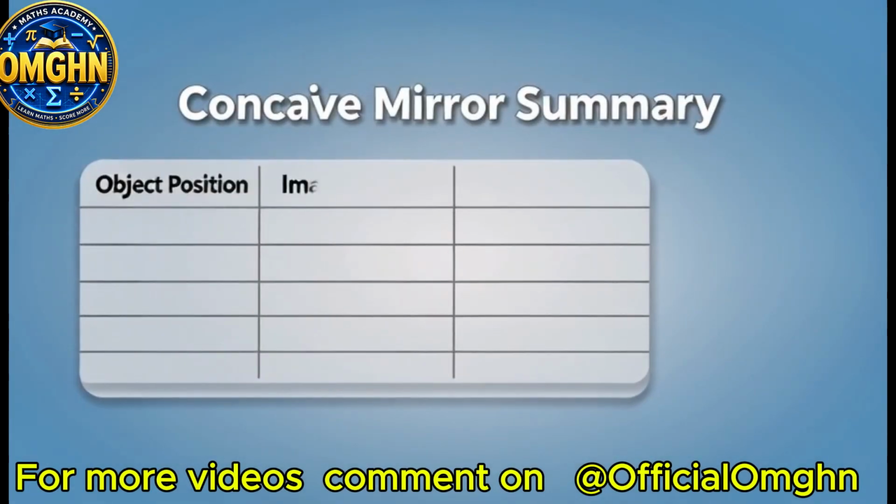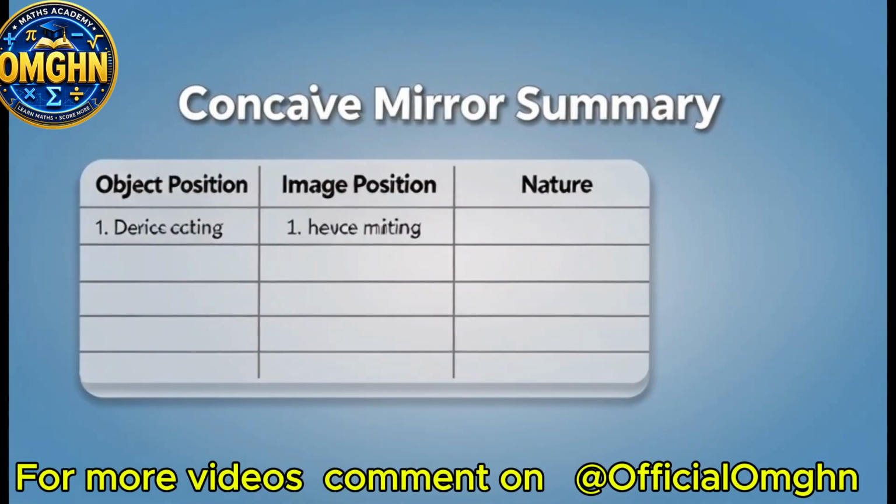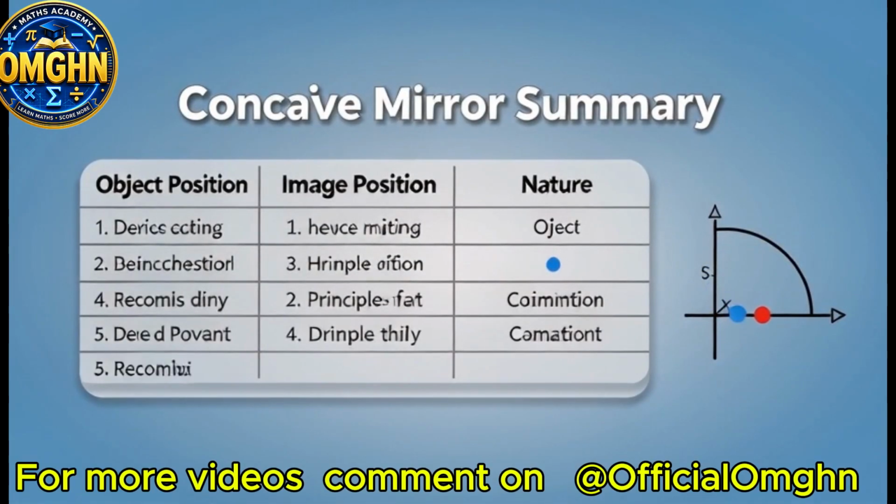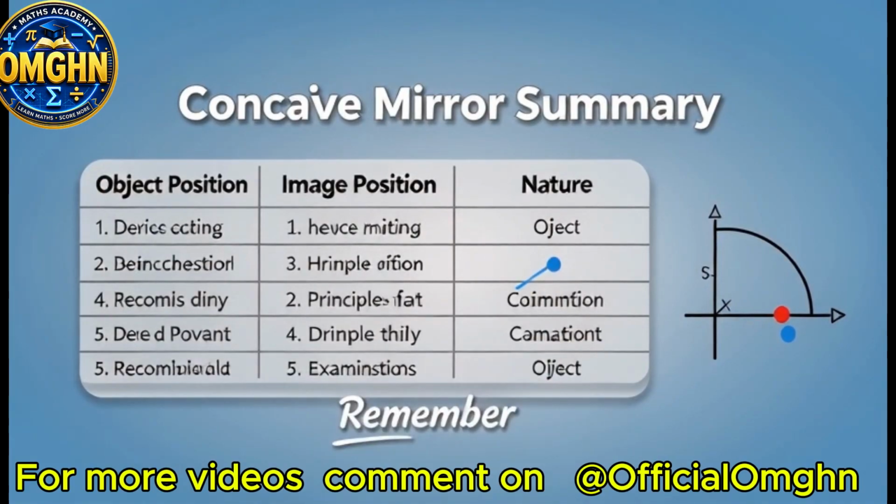Let's summarize the image formation in a concave mirror. The position and nature of the image depend entirely on where the object is placed. Remember these cases carefully because they are very important for examinations.